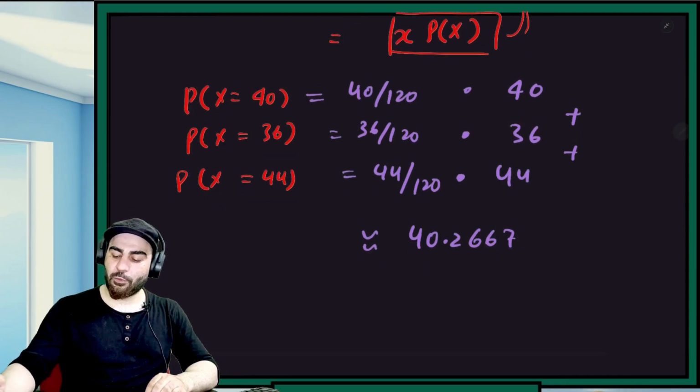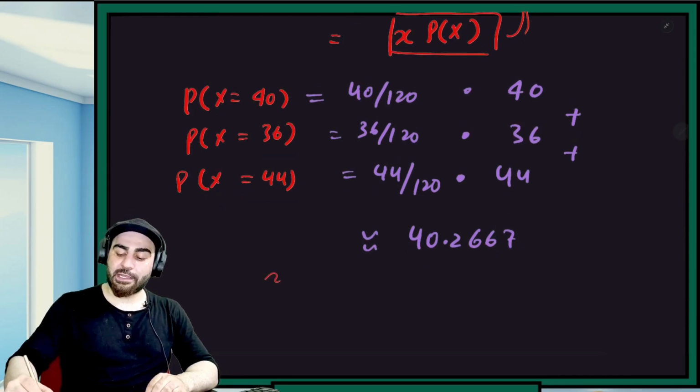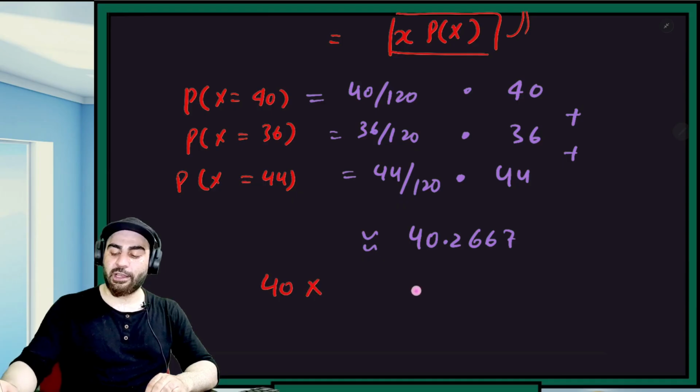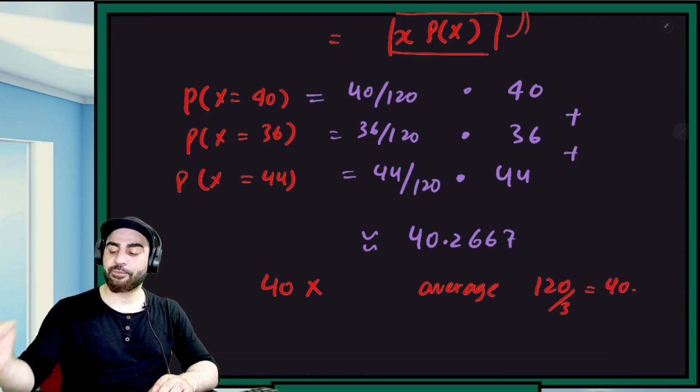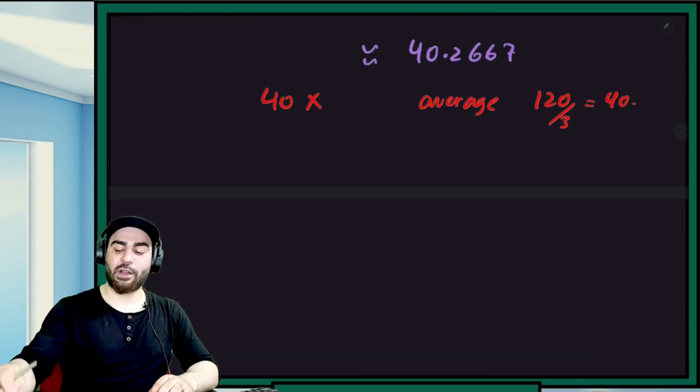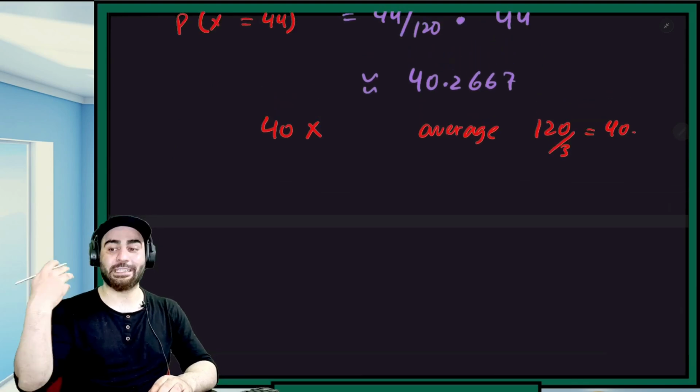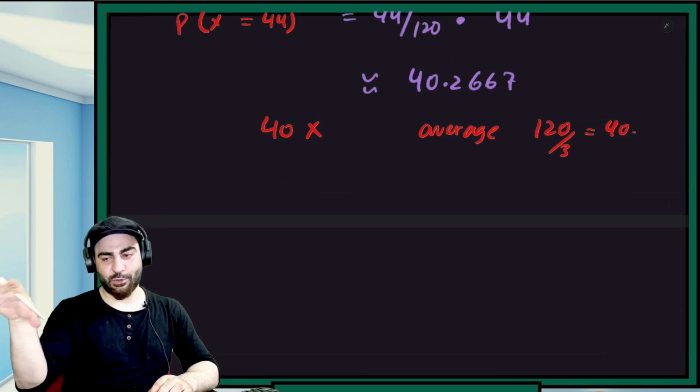Now we can see one peculiar thing here. This number is not 40. Why am I saying this is not 40? Because the average here is 40: 120 divided by 3 is 40. But this is not 40, so it is not exactly the average. Then what is it? The average number of students on a bus is 40.